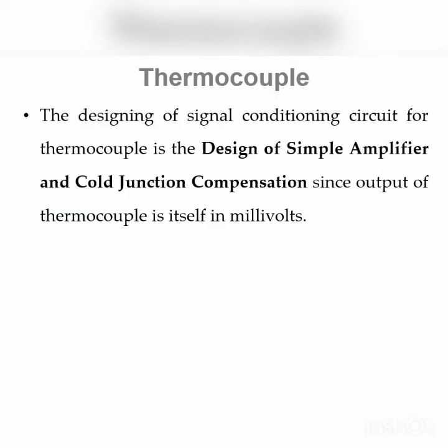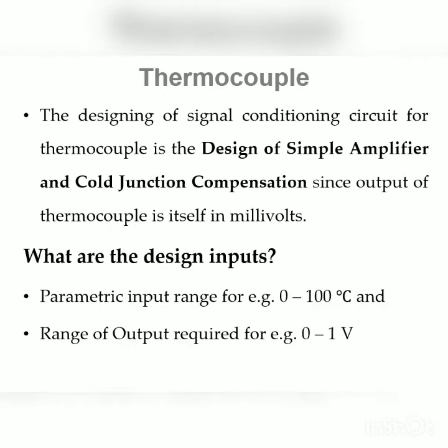Now, we may say that designing a signal conditioning circuit for a thermocouple is merely the design of a simple amplifier with cold junction compensation, as the output of the thermocouple is itself in millivolts. For the design, mainly two inputs are required. First, the parametric input range, for example 0 to 100 degrees Celsius, and second, the range of output required, for example 0 to 1 volt.